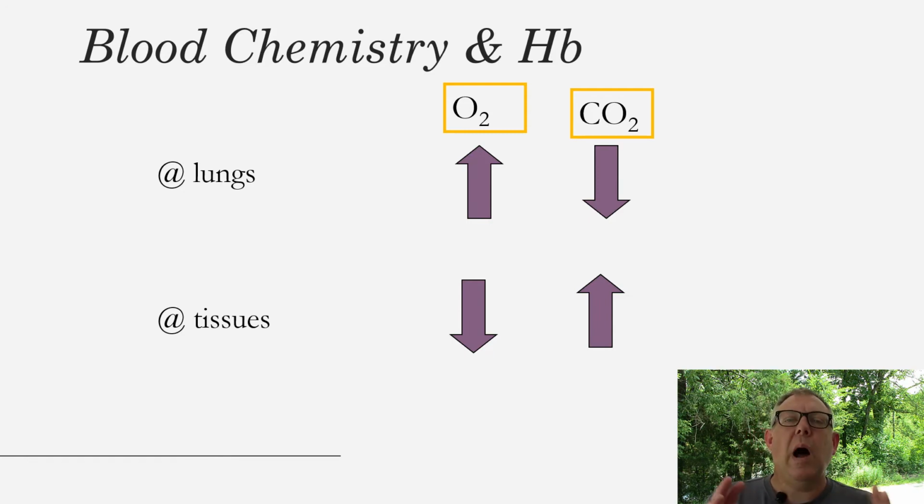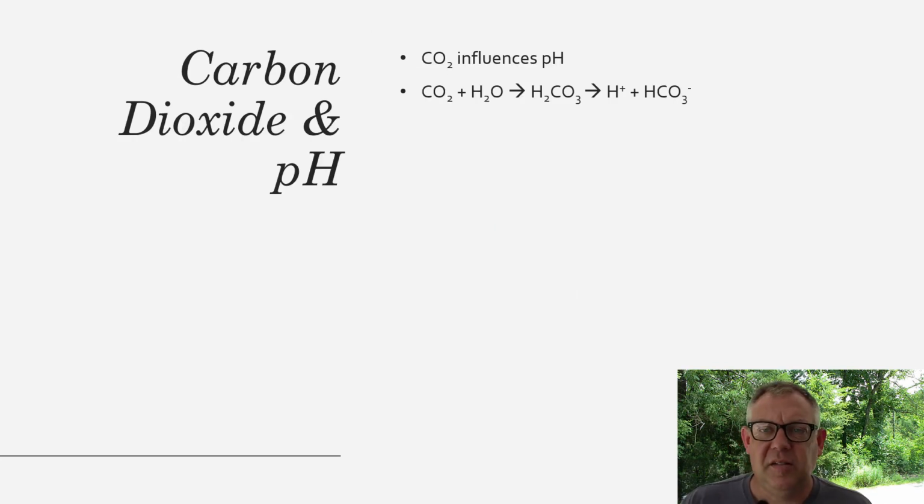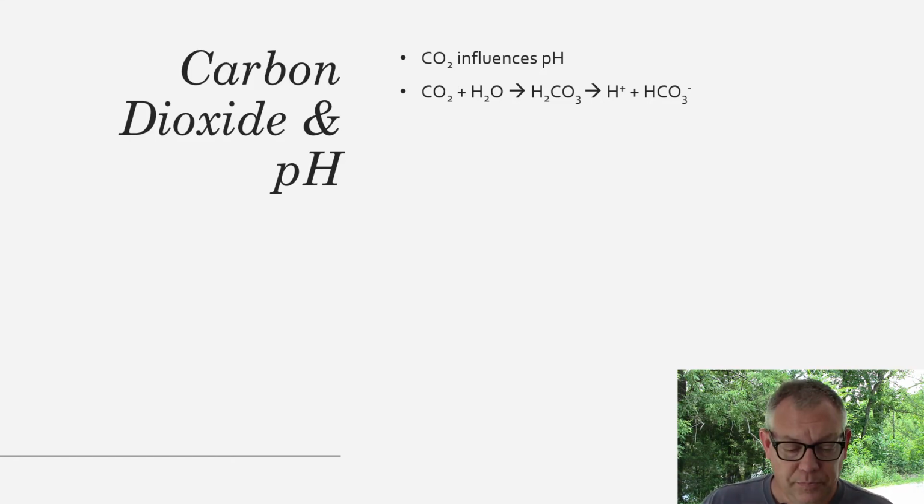Well, where is this coming from? All of a sudden, we've been talking about oxygen, oxygen, oxygen. Now I'm talking about carbon dioxide. Well, you can't talk about one without talking about the other. But in this example, it's important to understand what carbon dioxide is doing in the blood. Carbon dioxide is influencing the pH of the blood. Where am I going? Well, stick with me.